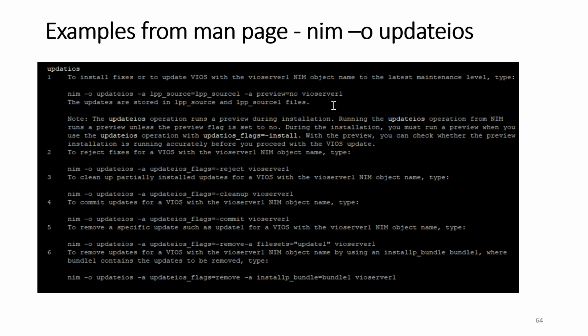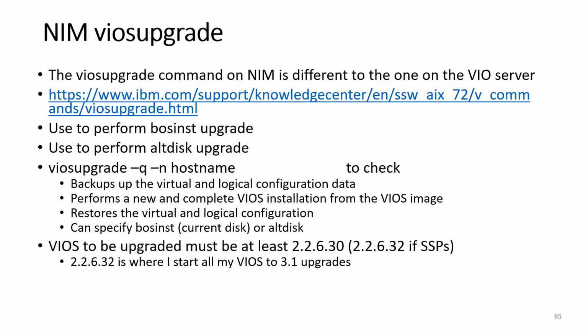This is an example of the man page from the nim -o updateios. Just be aware that there is an updateios command and an upgrade VIOS command on the VIO server. And there is also the same things on the NIM server, and their syntax is different. So whatever else you do, you should actually pick one methodology to do things and stick with it. It will make your life a lot easier.